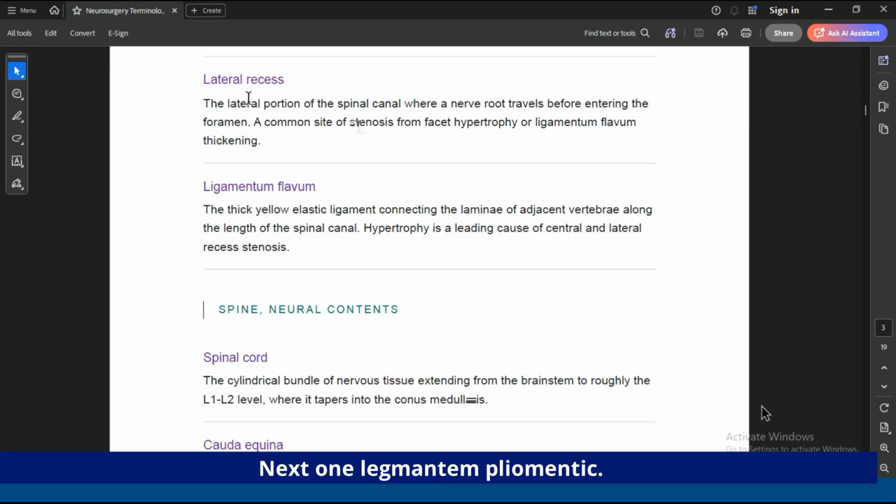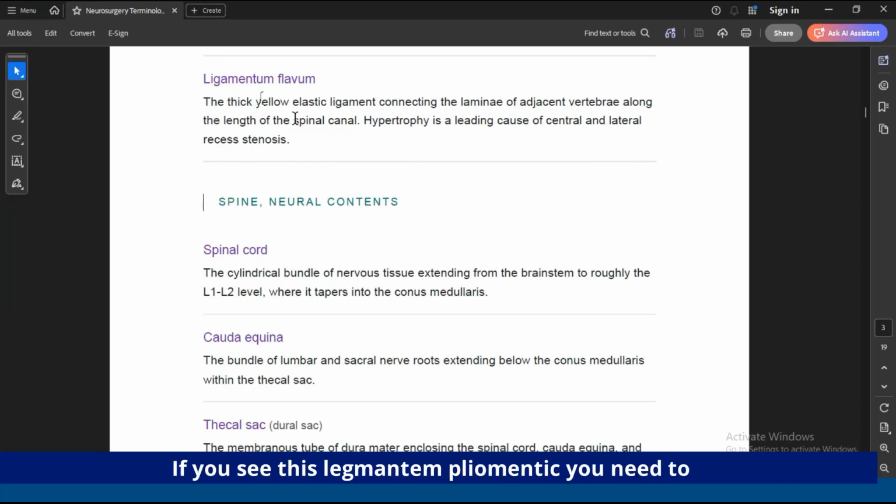Next one, ligamentum flavum. Most of the time this ligamentum flavum is on the back side of the spine. If you see this ligamentum flavum, you need to understand that the patient is undergoing a procedure on the back portion of the spine, or you need to think that the procedure is being performed with a posterior approach.